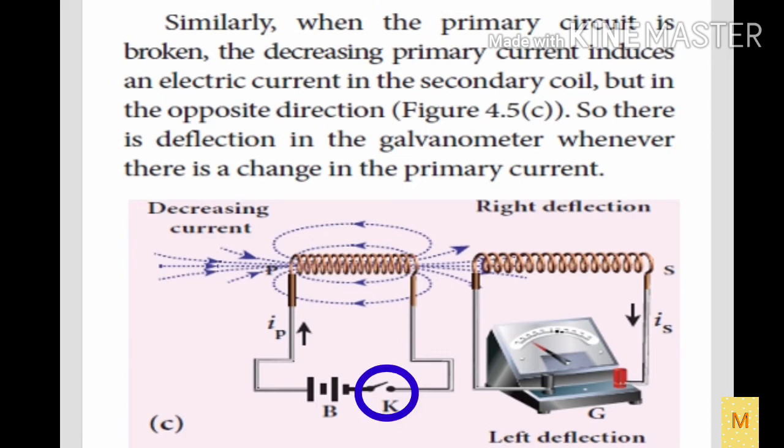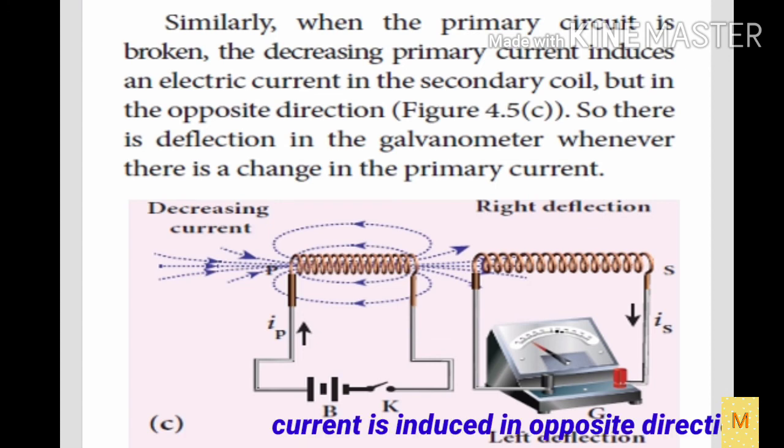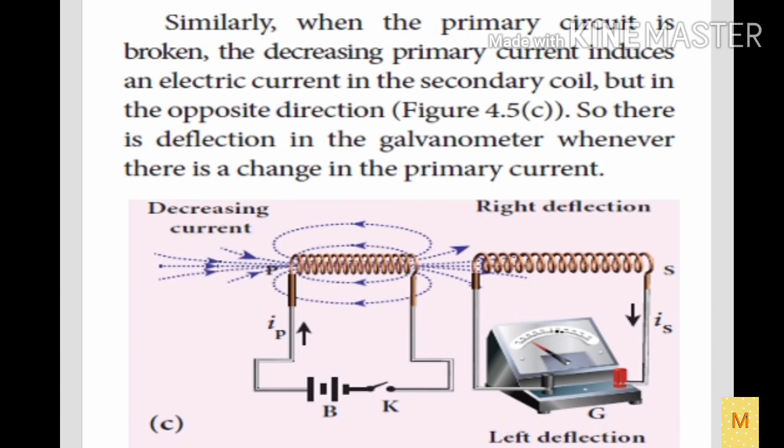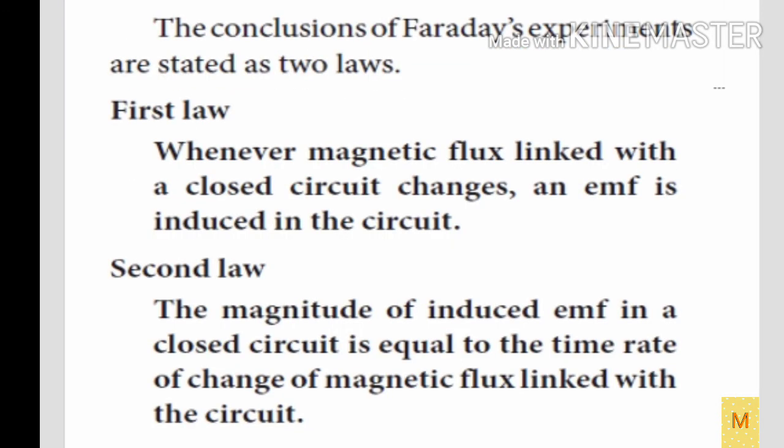Similarly, when the primary circuit is broken, the decreasing primary current will induce an electric current in the secondary coil but in the opposite direction. So, there is a deflection in the galvanometer whenever there is a change in the primary current in the primary circuit. The conclusions of Faraday's experiment are stated as two laws.